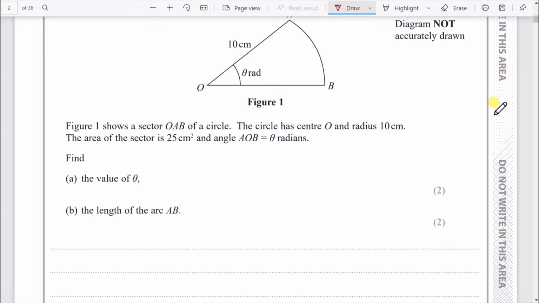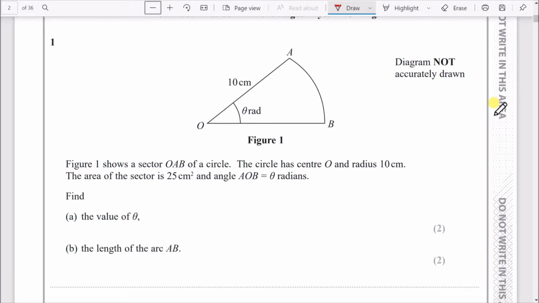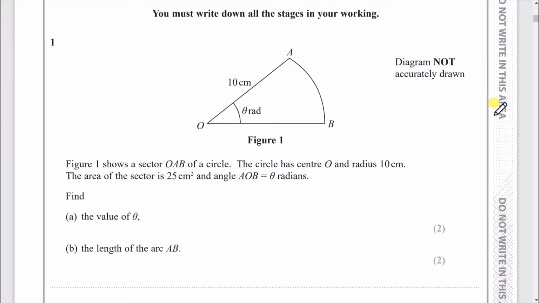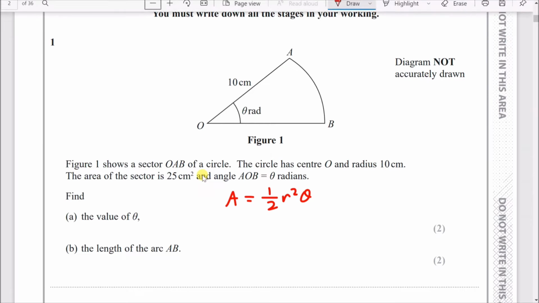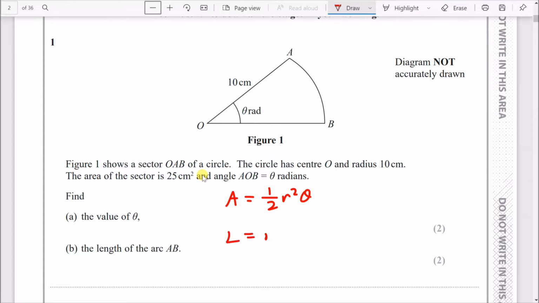Typically with this kind of question, guys, every time you're dealing with sectors, it's good to write down all the relevant formulas. So the first one we see straight from the beginning is the area of the sector. The area of the sector is A equals half r squared theta. And the length of the arc is the other one, which is L equals r theta.